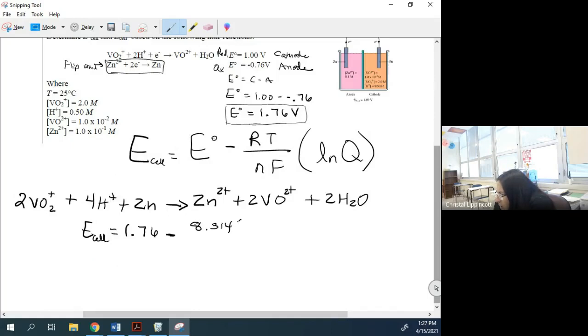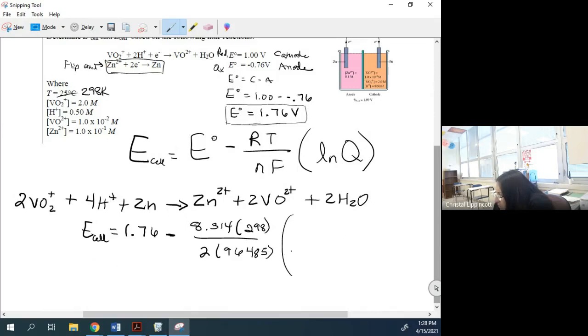8.314. My temperature is here, but what do I have to do? Right, so that's 298 Kelvin. Over, how many electrons did I need to use? 2. 2 times Faraday's constant, which is on your sheet, 96485. Now, that would be lovely if we were done with this, but we're not.